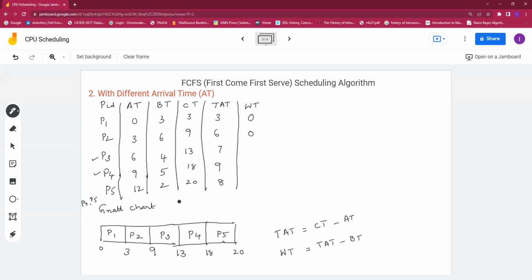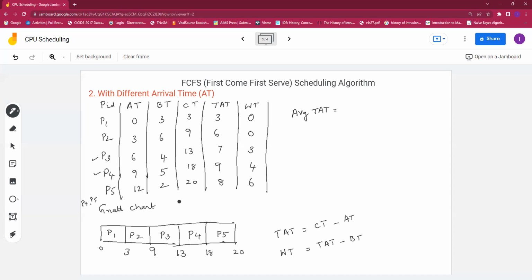So for P3, 7 minus 4, it is 3, and then 9 minus 5, it is 4, 8 minus 2, it is 6. So I found out all the waiting times. Once this is done, I need to find out the average turnaround time.